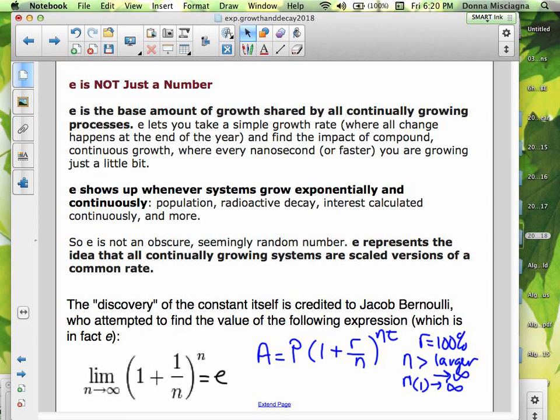And we're going to be working now with continuous exponential growth and decay. I hope you feel the excitement, because I do. See you in class, and we're going to solve some problems with e.